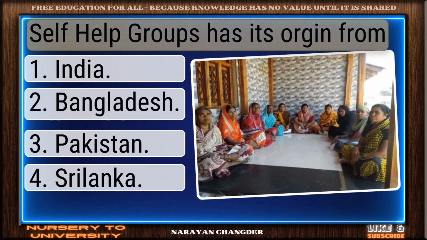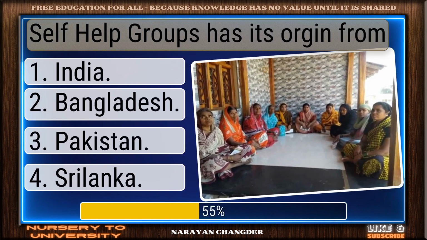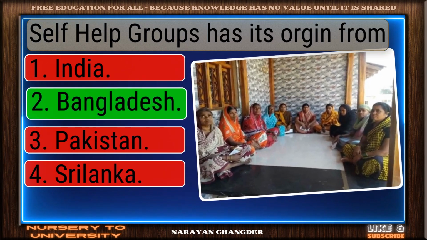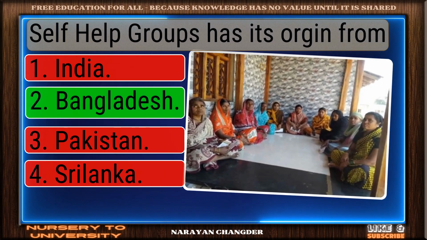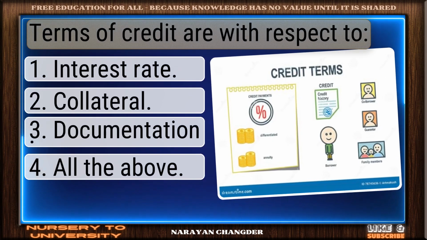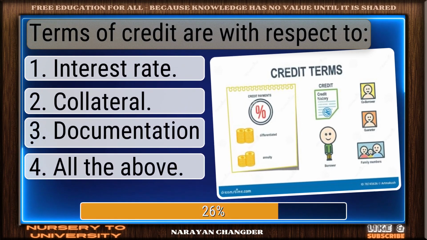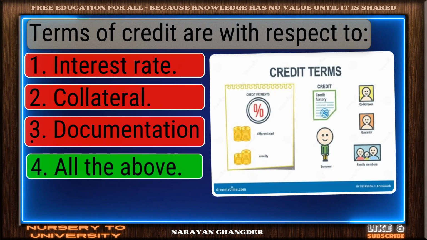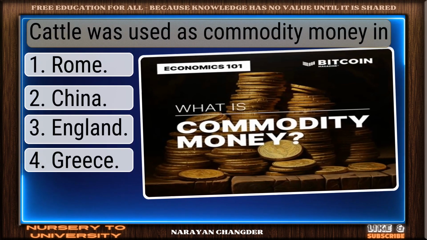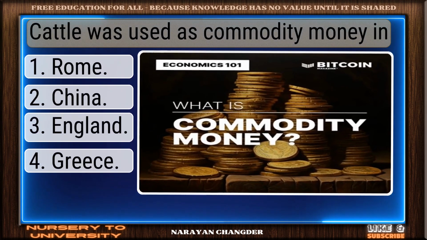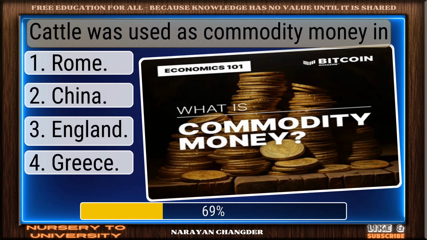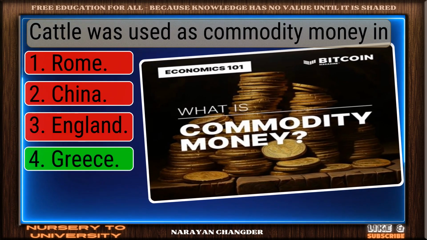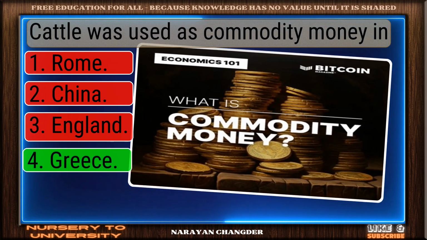Self-help groups has its origin from... Nice work. Bangladesh fits perfectly. Terms of credit are with respect to... Perfect. All the above is the one. Cattle was used as commodity money in... On track. Greece is correct.